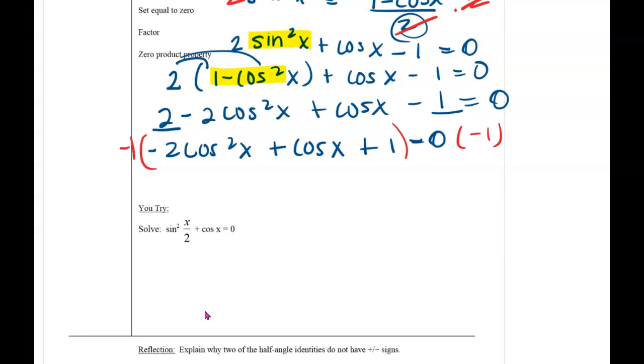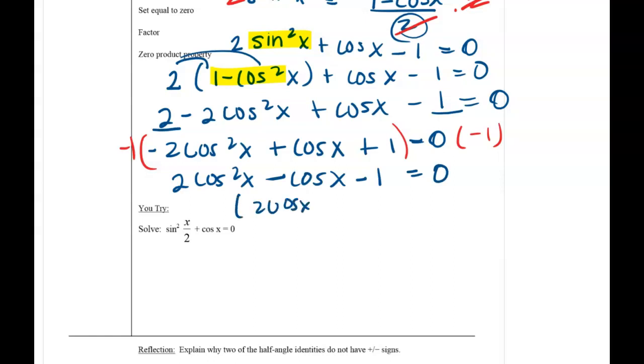So now I have 2 cosine squared x plus cosine x. Ooh, no, minus cosine x. You knew that, right? Minus cosine x. Subtract 1 equals 0. 0 times negative 1 is negative 1. So now we factor. 2 cosine x times cosine x is 2 cosine squared x, and then 1 times 1 is 1, and this one will be positive and this one negative, equals 0.